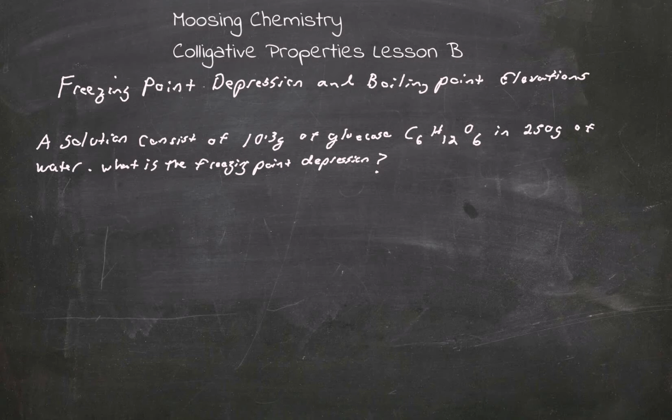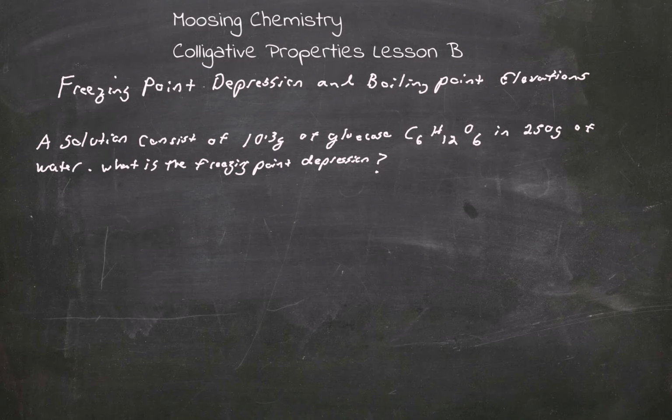It's about freezing point depression and boiling point elevation. Colligative properties, remember from our first lesson, depend on the concentration of the particles, not on the identity of the particles themselves.